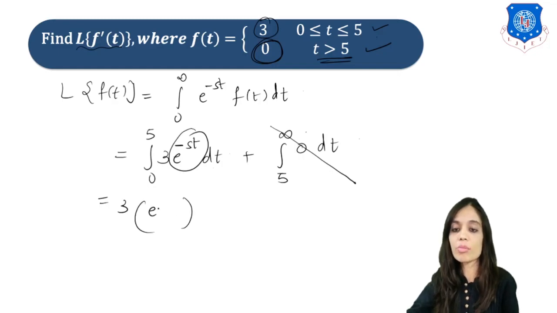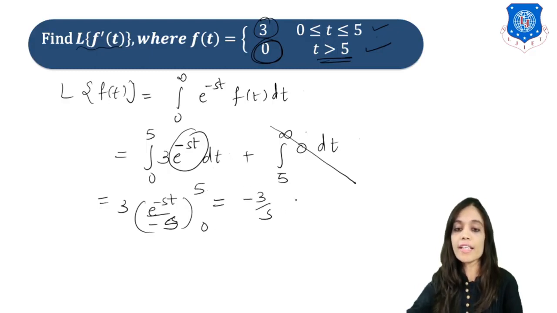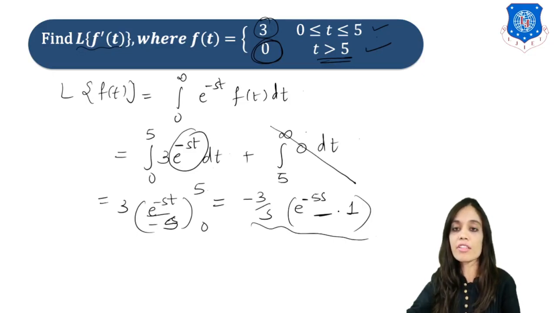So integration will be e raised to minus st upon minus s, right? And your limits are 0 to 5. So minus 3 upon s. Now just put upper limit. So you will have e raised to minus 5s minus. Now put the lower limit, right? So if you put 0, e raised to 0 will be 1, right? So this is our answer of what? F of s. Done. So now let us find the answer of Laplace of f dash of t.